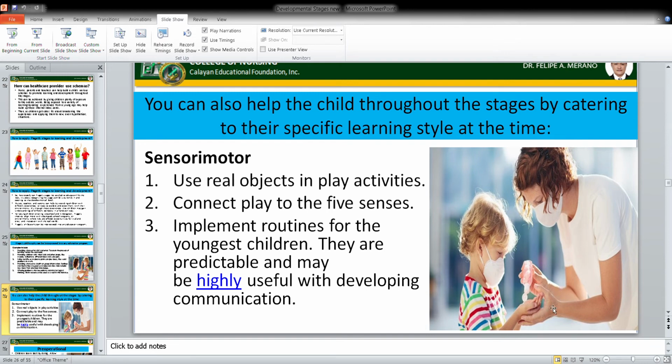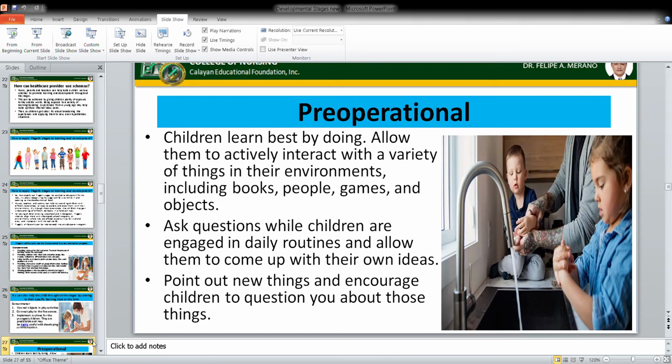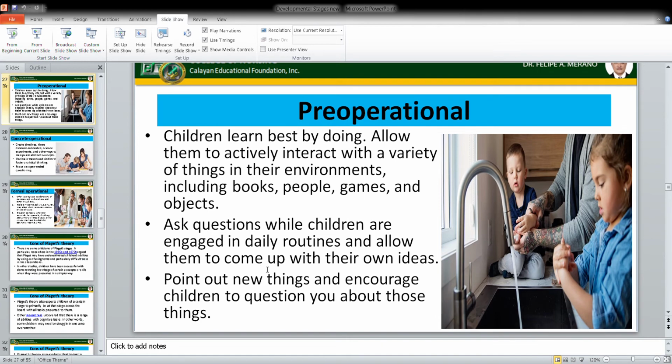Like this mother, okay, she puts on her mask and also the mask of the child and teaches the proper way of sanitizing the hands. Then preoperational. In this stage, children learn best by doing. So, without doing, they will not learn. So, allow them to actively participate or interact with a variety of things in their environment, including books, people, games, and objects. In here, they use samples.